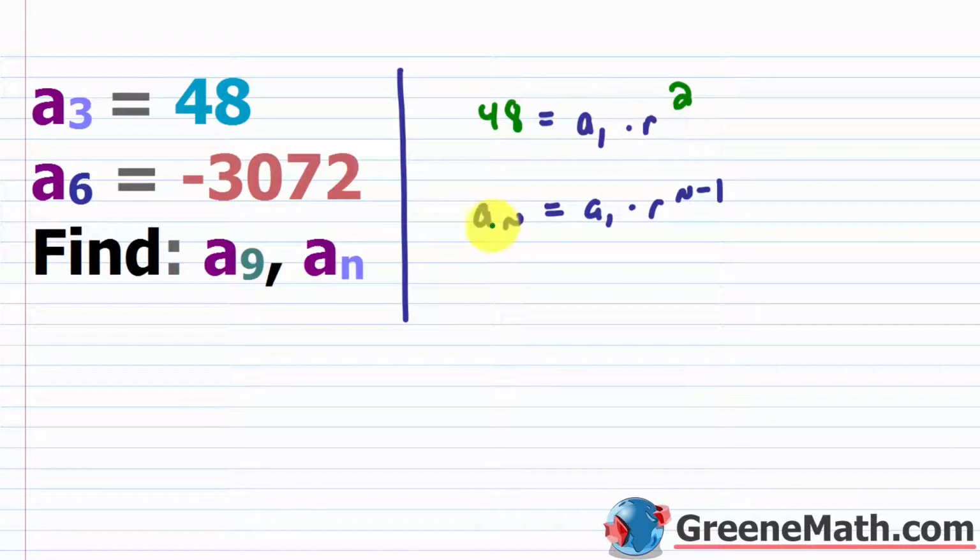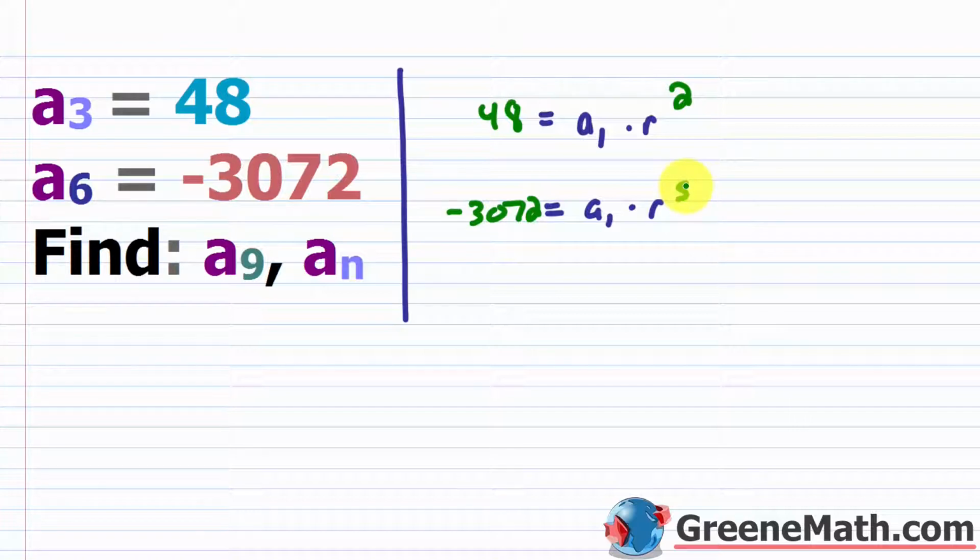Okay, for this one, I'm going to do a sub 6. I'm just going to skip that step and plug in a negative 3072. And again, this would be a 6. 6 minus 1 is 5. Okay. Two equations, two unknowns, right? I need to find out a sub 1, I need to find out r.